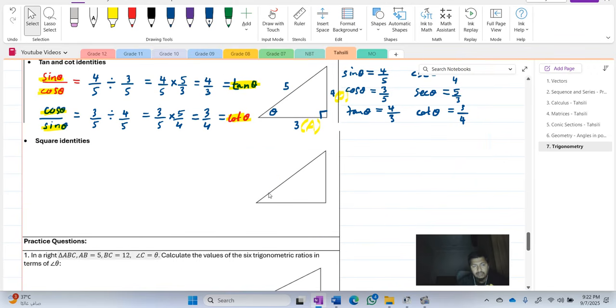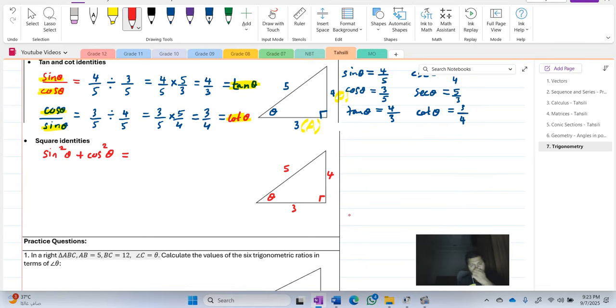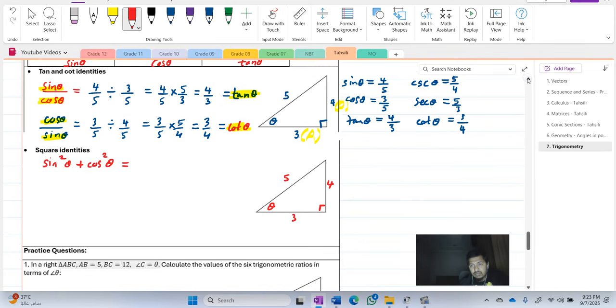Now we want to prove square identities. What are square identities? We will look at the same 3, 4, 5 triangle, and we have theta here. First we want to prove what is sine squared theta plus cos squared theta. This works for every single triangle, whether you have x, y, r, this Pythagorean triple or any other Pythagorean triple. So let's see what's the value. Sine squared is 16 over 25. Cos is 3 over 5, so if I square this I will get 9 over 25.